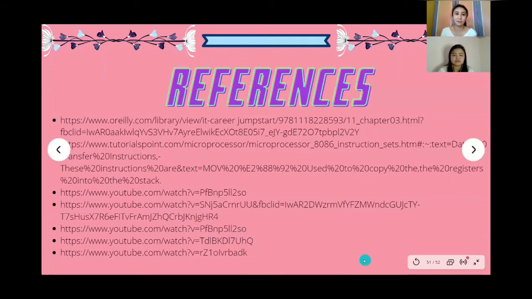So it's the last slide pala. So that's everything for data movement. Now let's move on to the next reporters, and their topic is data processing.